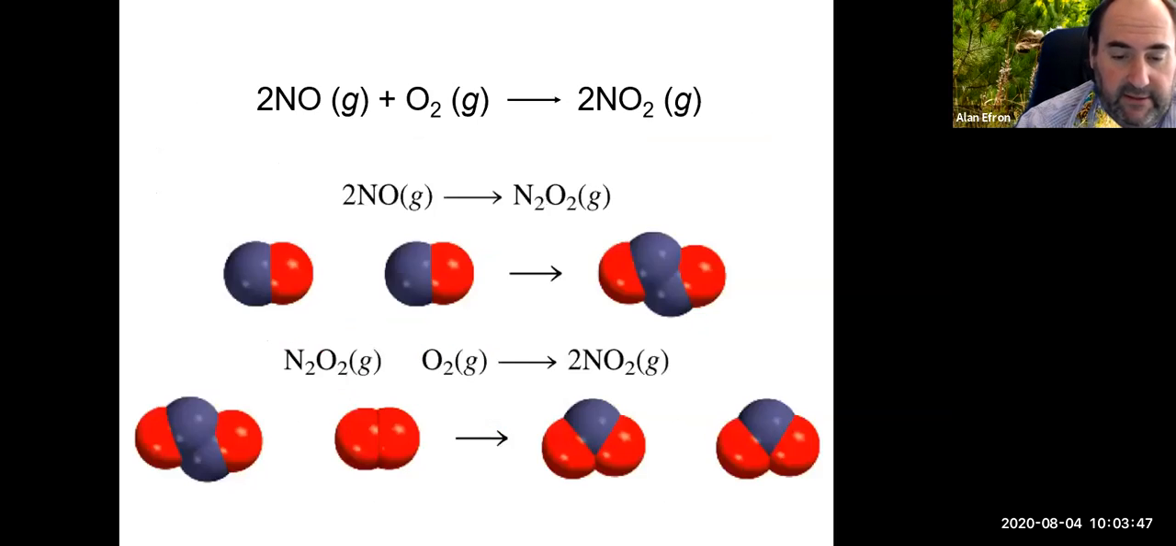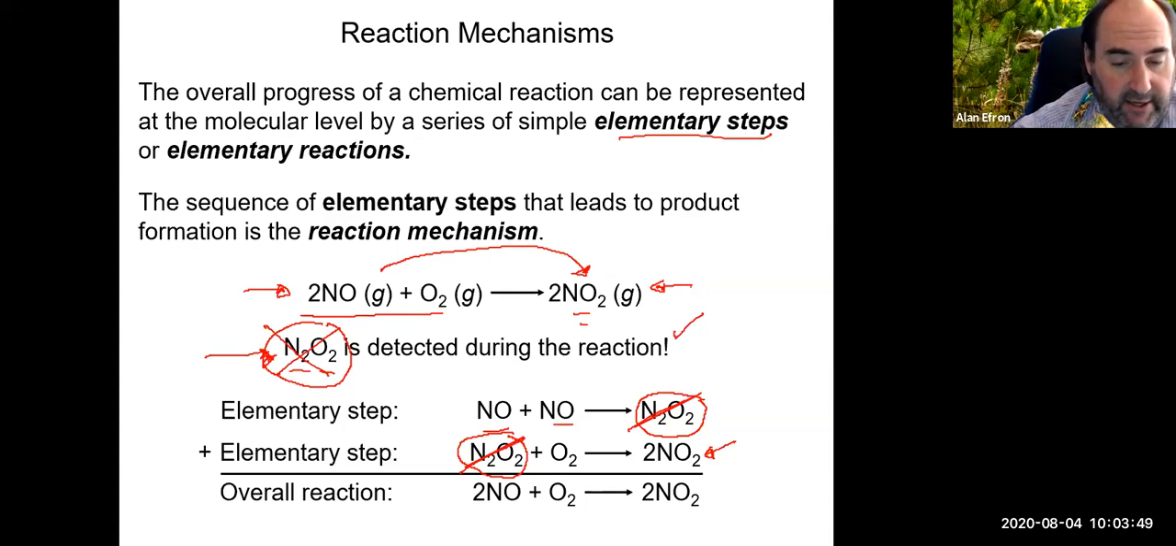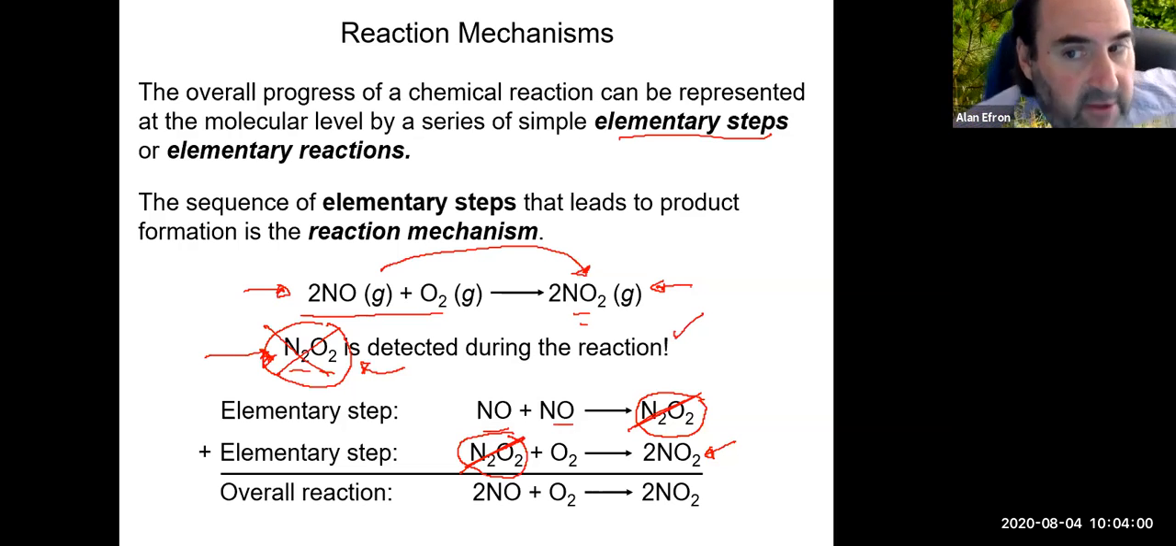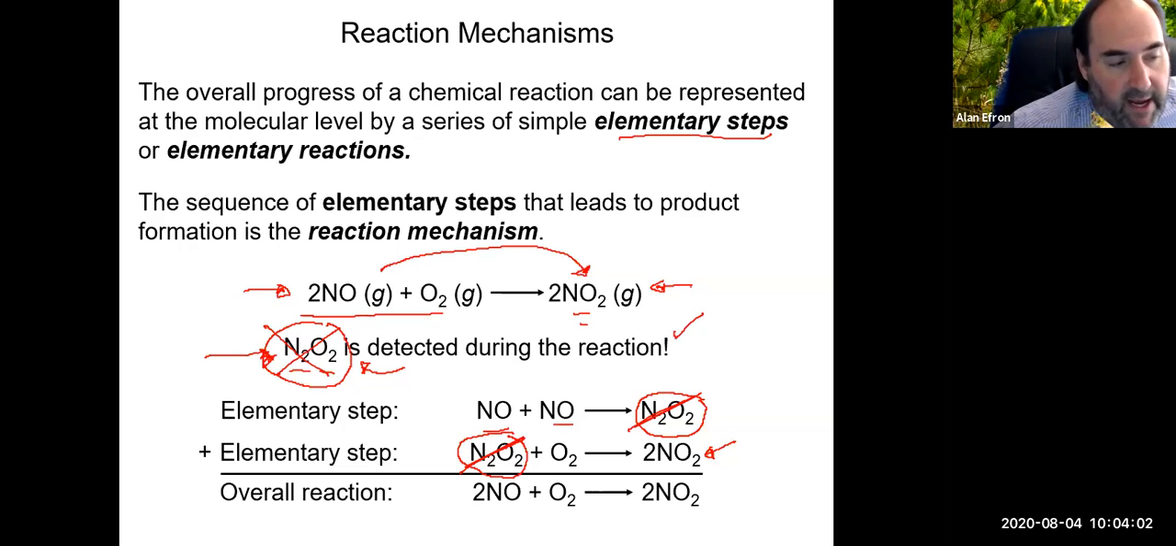And that will leave us our overall reaction here. And this would explain and account for the reason that we do detect this N2O2 in this reaction, although we do not see it actually present in the overall reaction. When we produce something like this early on in a mechanism, but it gets used up completely when it's all said and done, as we'll see, that is what is sometimes referred to as an intermediate.